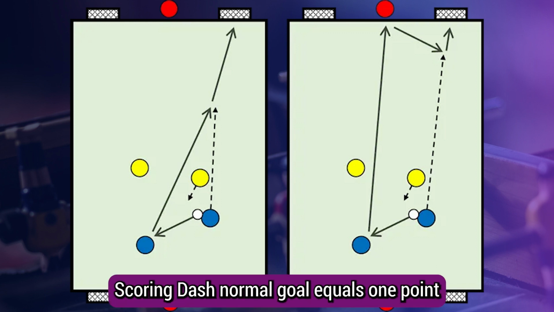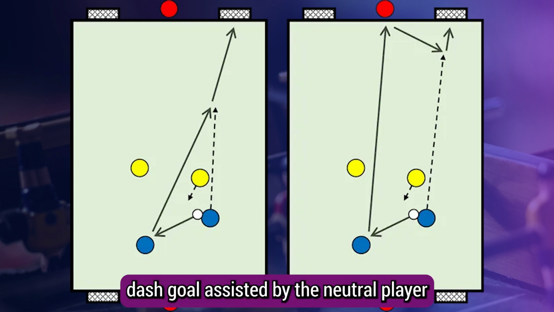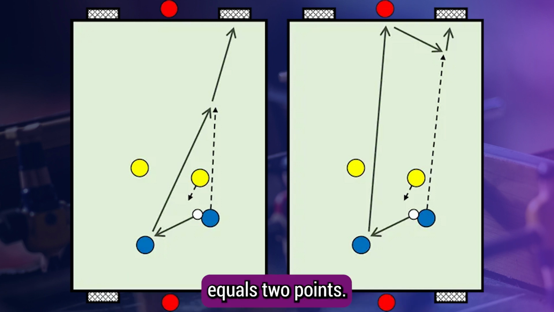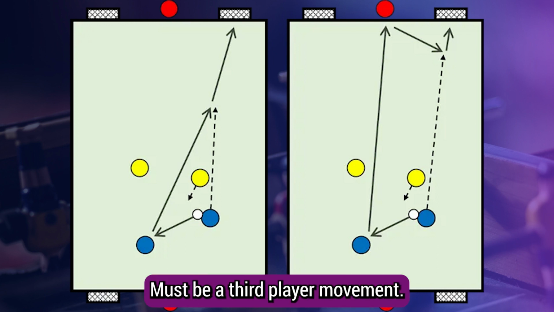Scoring: a normal goal equals 1 point. A goal assisted by the neutral player equals 2 points. A goal assisted first time by the neutral player equals 3 points, and must be a third player movement.